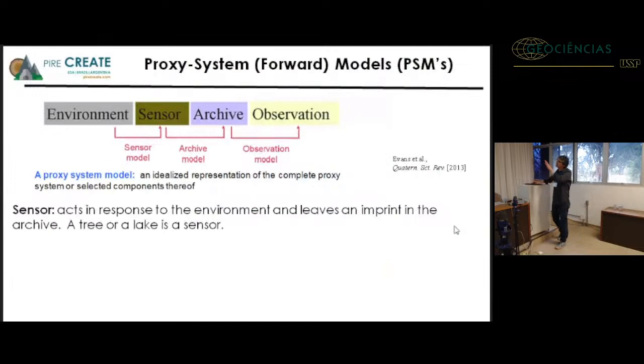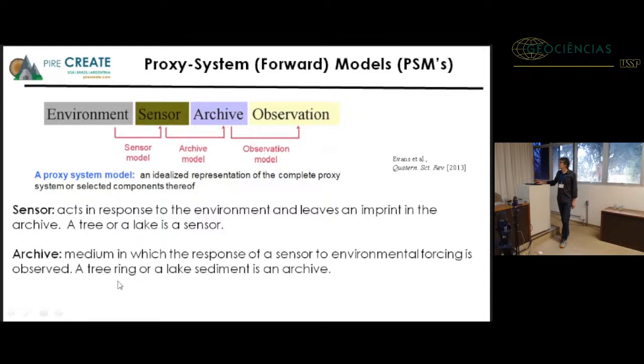Okay, something else we can do is we can try to link proxy data with model by using these proxy system or forward models. The basic idea here is that you simulate the signal that we see in our environment. That's basically the output you get from the climate model to what you actually measure in the lab. Okay. So we have a sensor. So that can be a tree, it can be a lake, it can also be a speleothem. Then you have the archive. So if you're using trees, the archive is the tree ring.